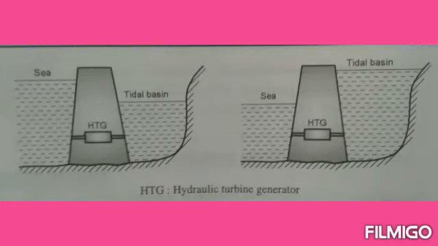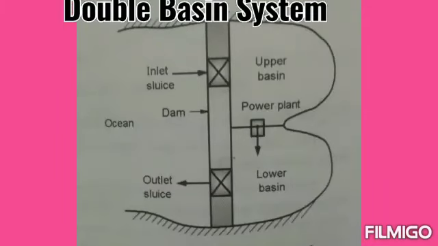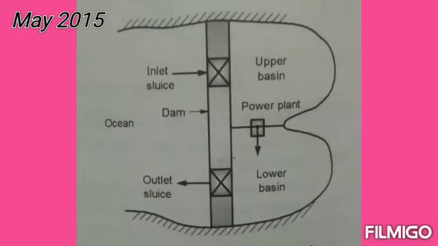In the double cycle system, the direction of flow during high tide is from the sea to the tidal basin, and the hydraulic turbine generator is rotated. In the case of low tide, the flow of water is from the tidal basin towards the sea, and the hydraulic turbine is rotated in the reverse direction. The second type is the double basin system.